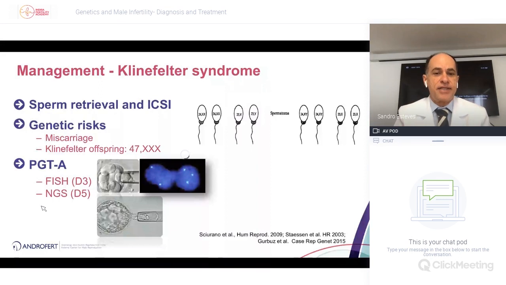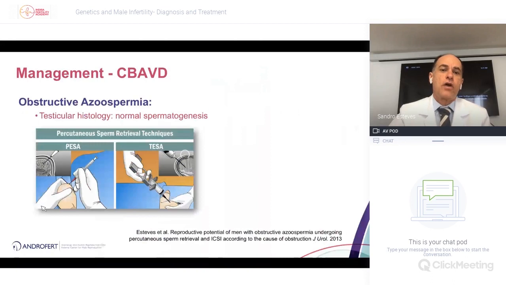CBAVD is a completely different scenario because patients with CBAVD have obstructive azoospermia. The problem is absence of the vas, but the testicular histology is normal. These patients have normal spermatogenesis.